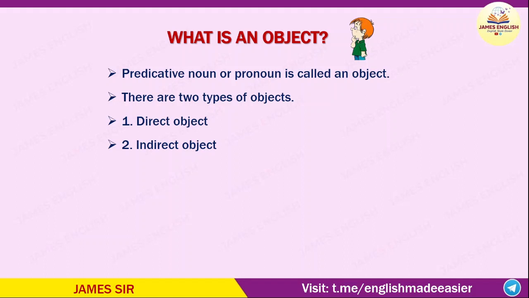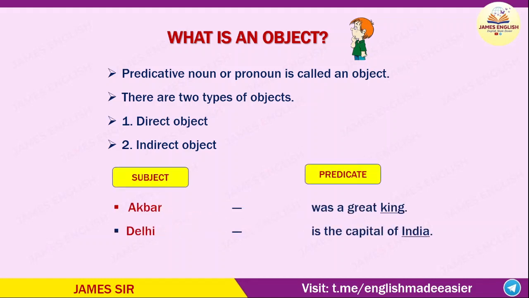Predicative noun or pronoun is called an object. There are two types of objects. First one, direct object. Second one, indirect object. I will explain with two examples.